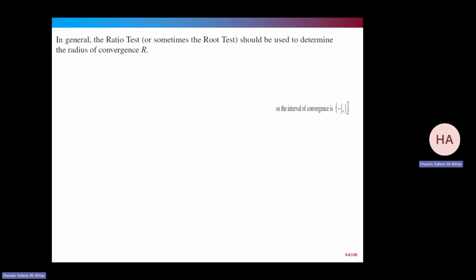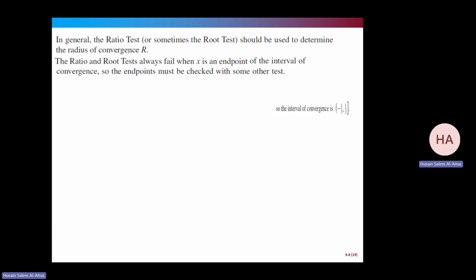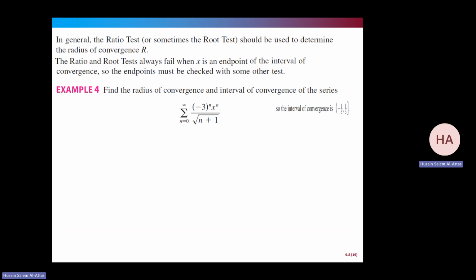As we said before, the ratio test or sometimes the root test, shall be used to determine the radius. They always fail when x is an endpoint. So the endpoints must be checked by some other test.